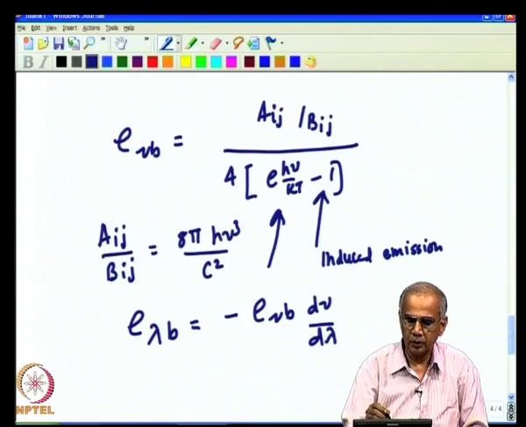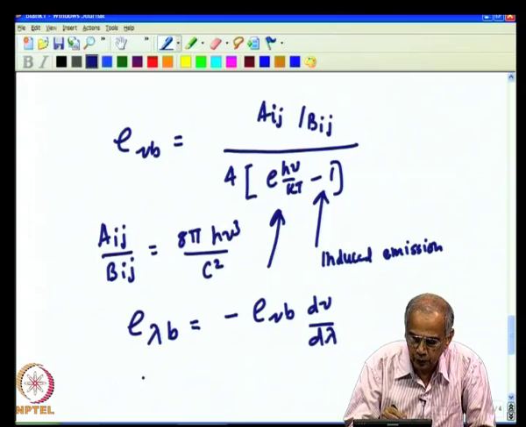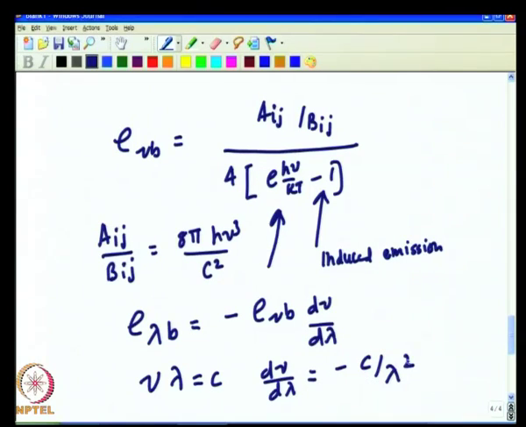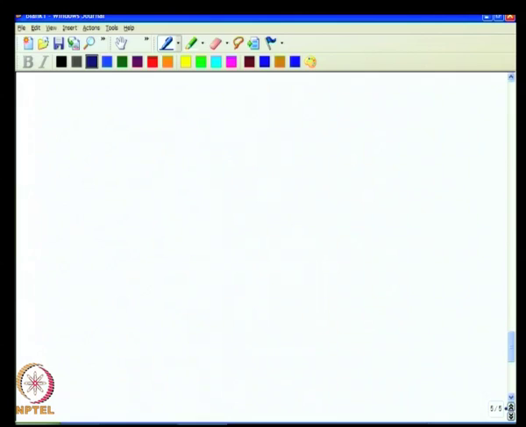So, once you know B from here, and you know what is d nu by d lambda, because we know that nu into lambda is c, we know that d nu by d lambda is minus c by lambda squared. Okay. So, if you convert all this frequency to wavelength, we get an expression for E lambda b, which is fairly well known.